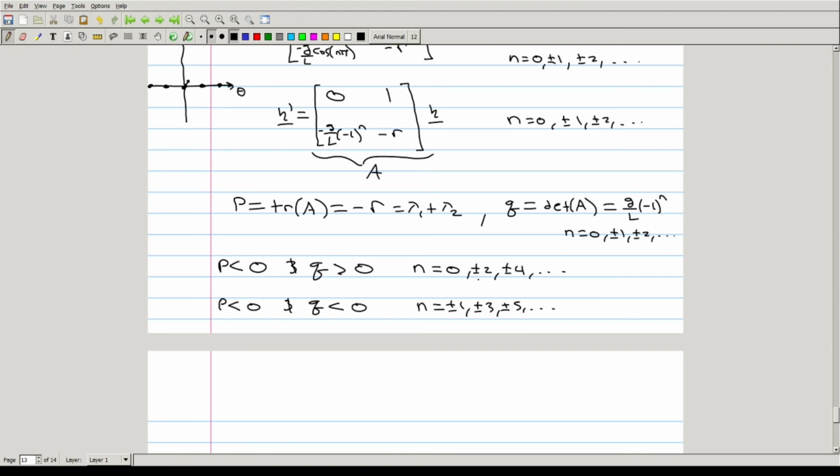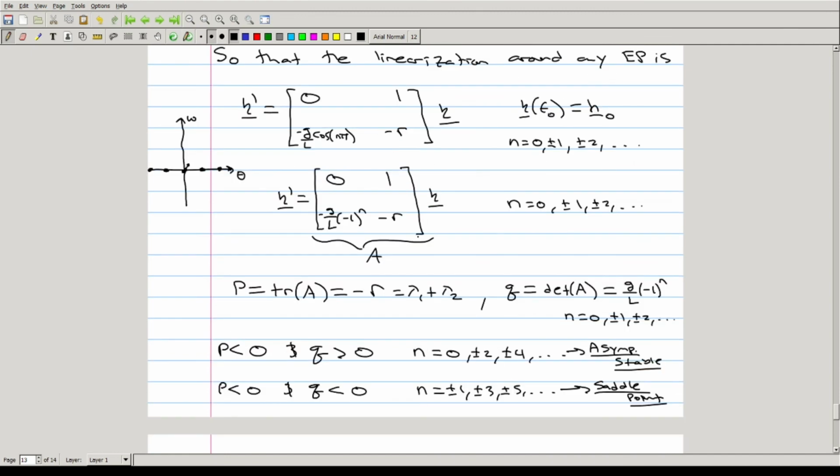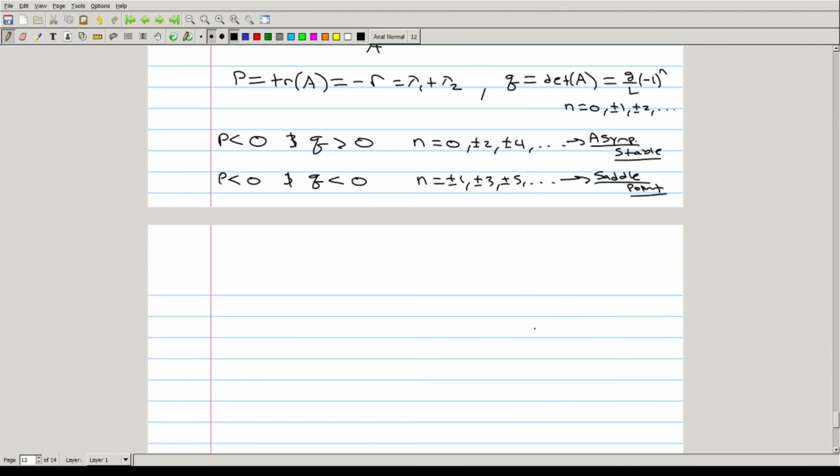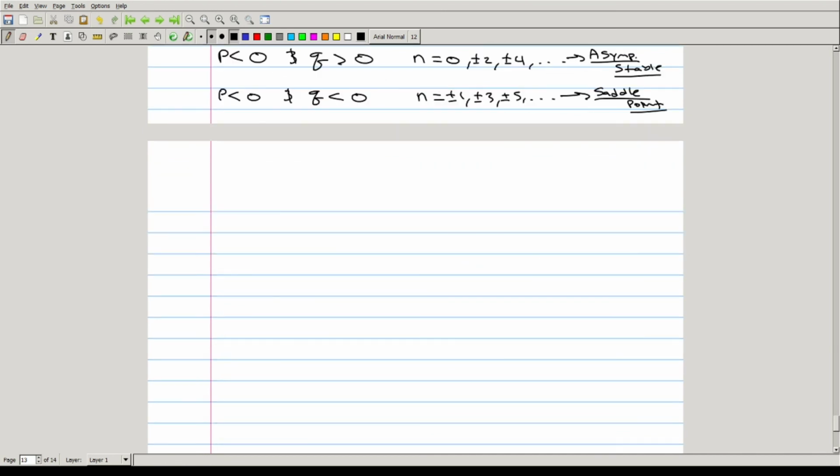Which means that for odd values of n, we expect our solution to be asymptotically stable, and for even values of n, we expect there to be a saddle point in the linearization. Because the linearization is a good approximation when we're very close to the critical point, this is enough to classify what we expect. And sure enough, if we do a plot of this system, this is exactly what we see.